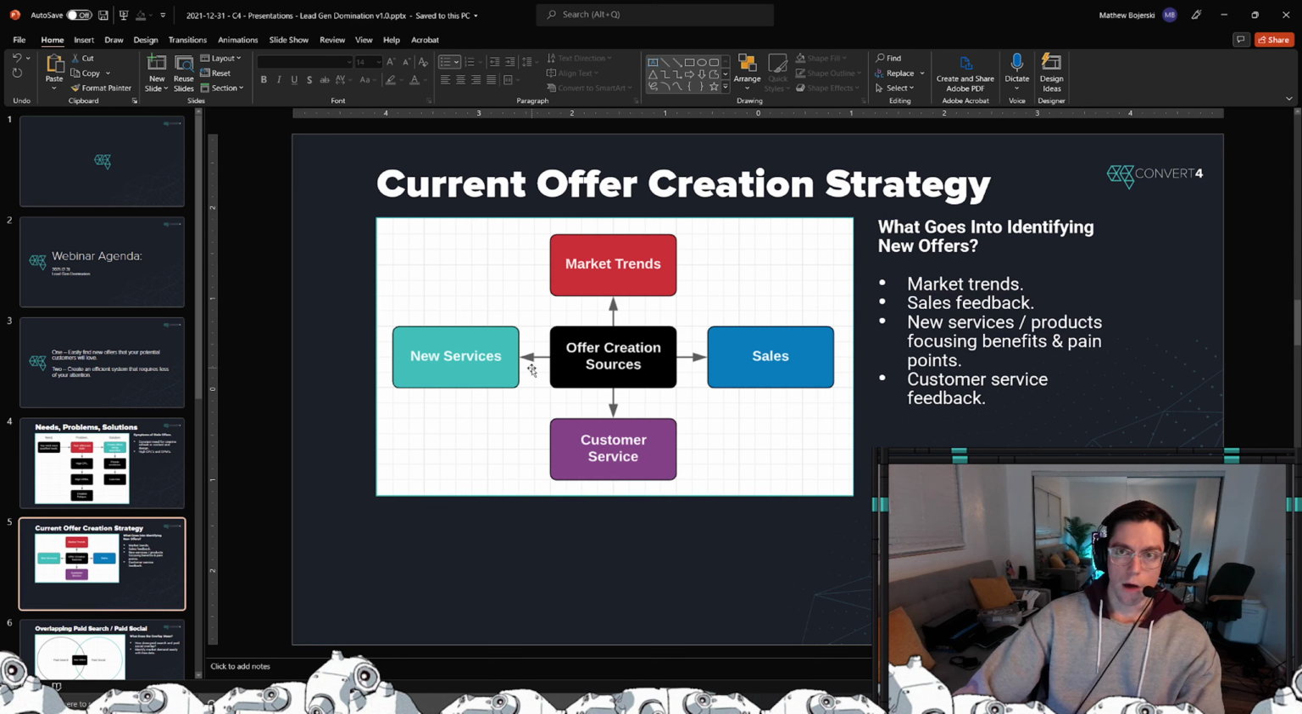Now, a current offer creation strategy might look like this. You're going to want to look at market trends. So, what's trending in the market? Is it a checklist? Is it a new time management skill? Is it the utilization of a CRM or SaaS-based model business that improves the efficiency of something that your target audience does day in and day out?